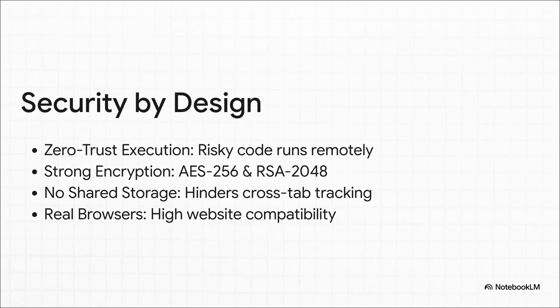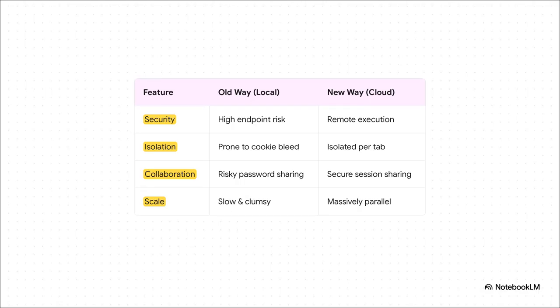See, this isn't just about convenience, it's about security by design. Zero Trust Execution is a fancy way of saying that risky code never even touches your computer. All your data is locked down with strong encryption, and because there's no shared storage, it's way harder for trackers to follow you around. When you put it side by side like this, the difference is just night and day. The old way is high risk, messy, and relies on insecure password sharing. It just doesn't scale. The new cloud browser way is low risk, truly isolated, built for secure teamwork, and designed to handle massive scale.